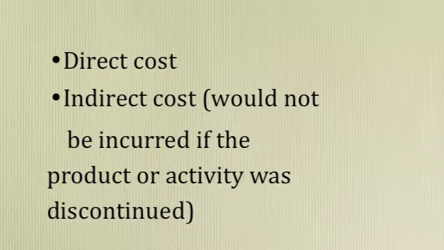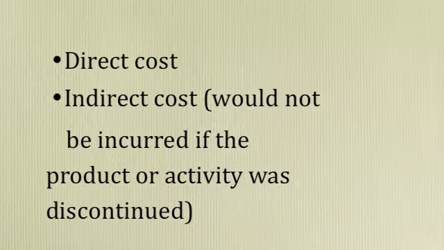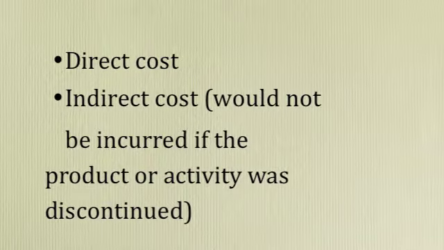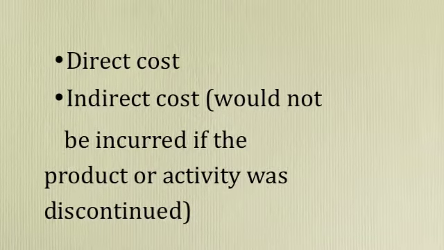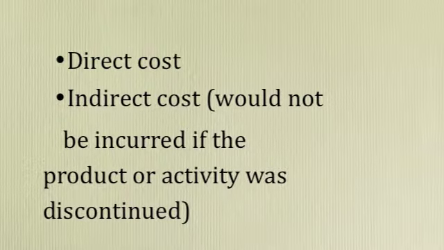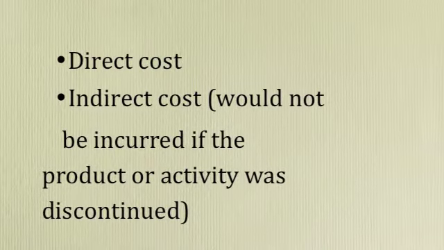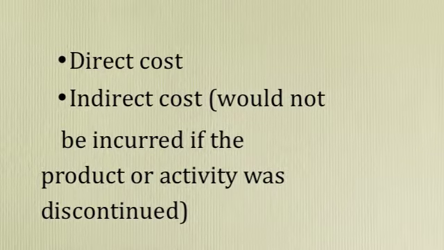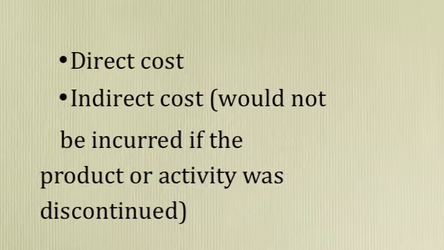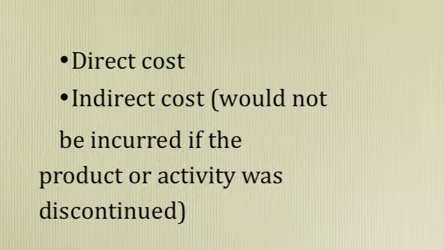One way of distinguishing between a direct and indirect cost is to think of a direct cost as a cost that would not be incurred if the product or activity was discontinued. An indirect cost is one that would continue to be incurred even if the product or activity was discontinued.